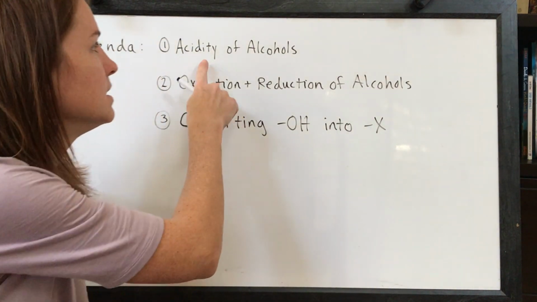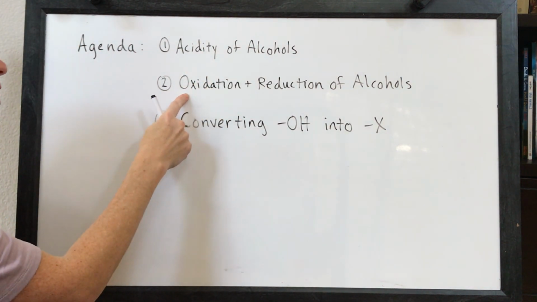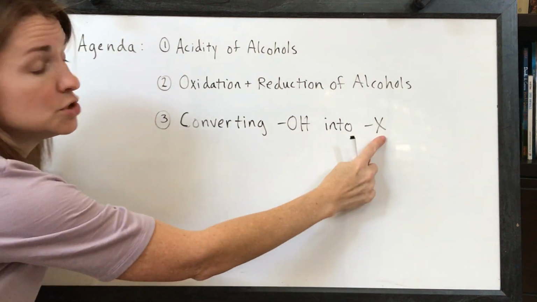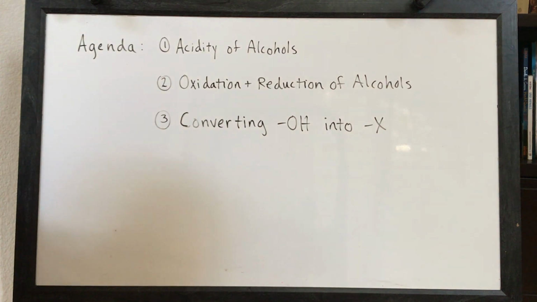So we're going to talk about acidity of alcohols, oxidation and reduction reactions of alcohols, and ways of converting alcohols, that OH group, into a halogen group. We already know a few ways, but we'll learn some better methods in this chapter.